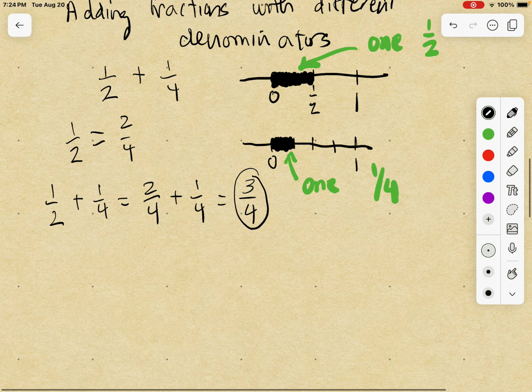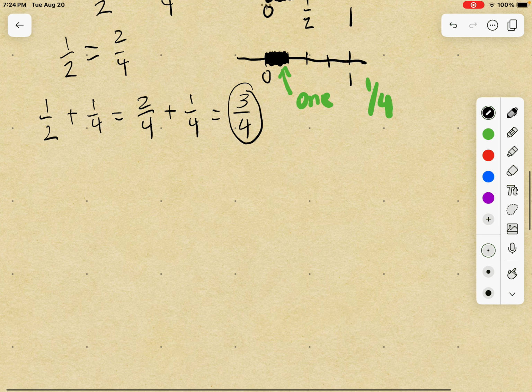You need to use the fact that you can represent fractions in different ways and get the two fractions to have the same denominator. And once you do that, you can add them easily. So let's do another example.